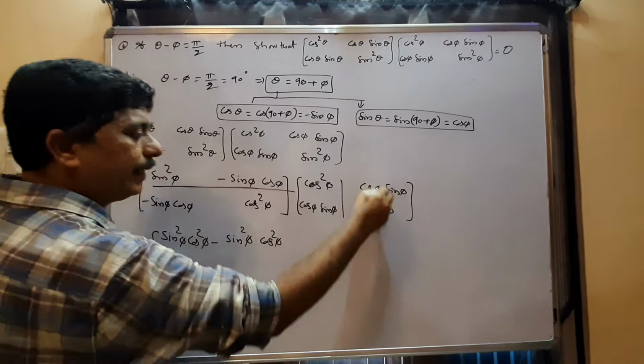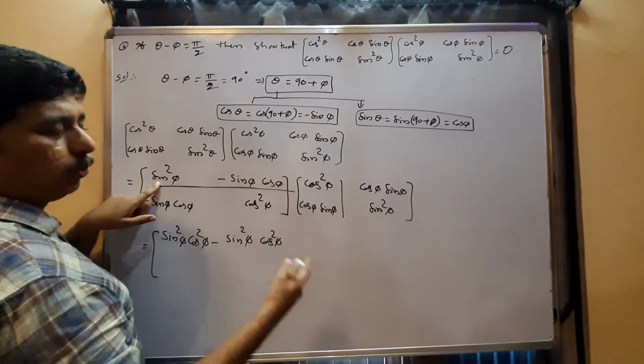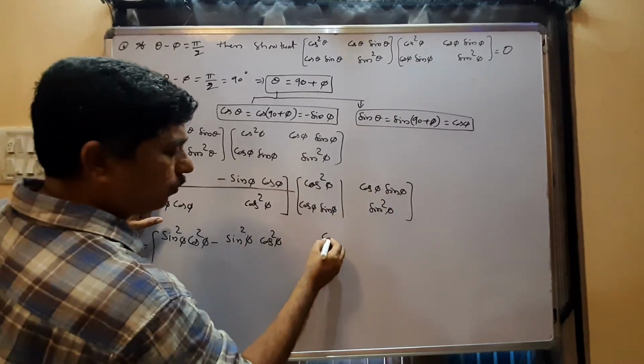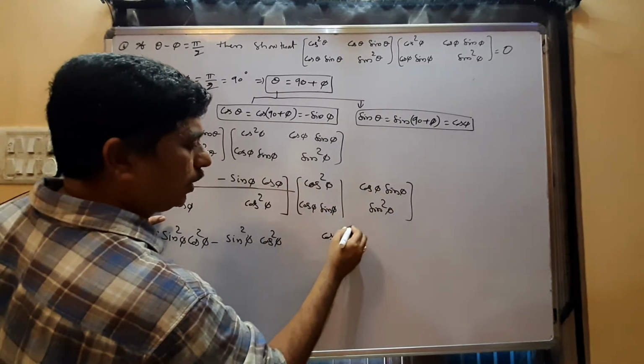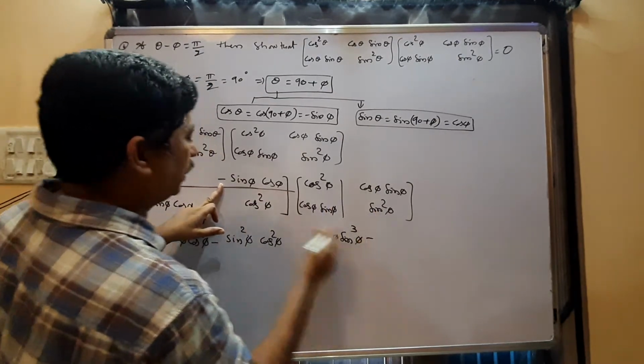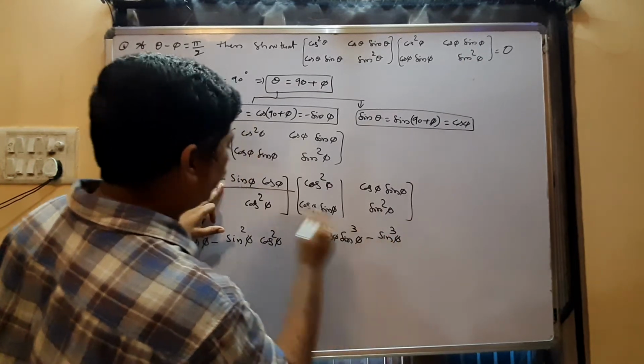First row into second column: sin square phi into sin phi, sin cube phi into cos phi, cos phi into sin cube phi, plus into minus, minus sin phi into sin square phi, sin cube phi into cos phi.